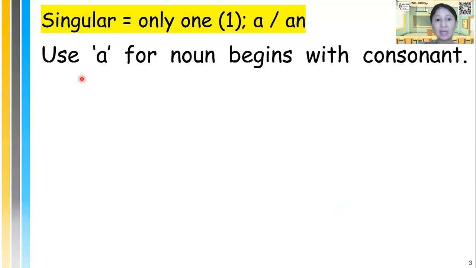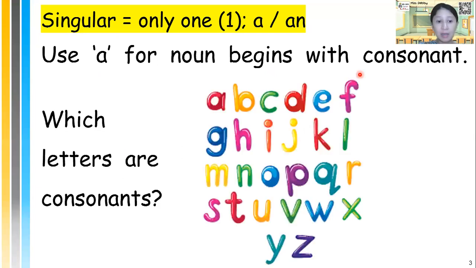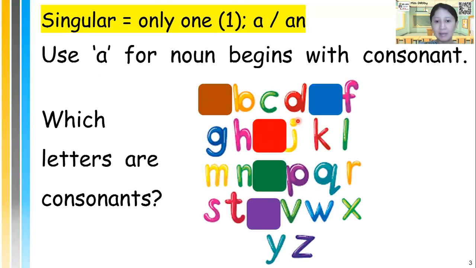And use a for a noun that begins with a consonant. Which letters are consonants? B, C, D, F, G, H, J, K, L, M, N, P, Q, R, S, T, V, W, X, Y, Z. They are consonants, so we will use a.